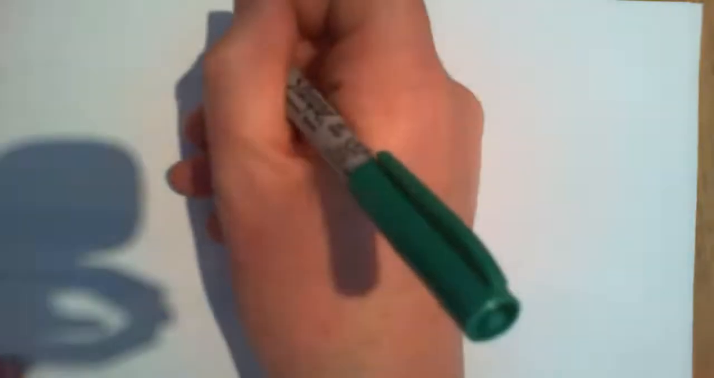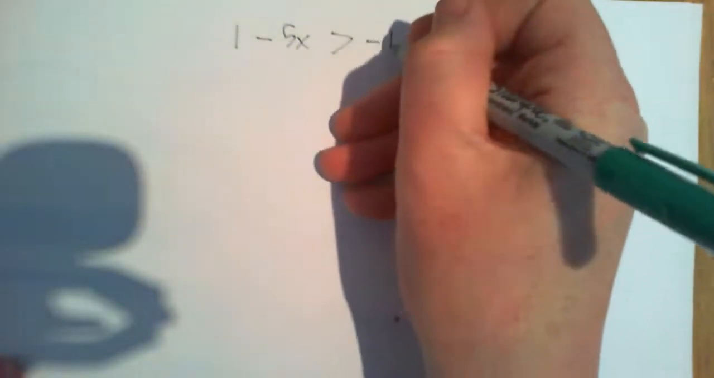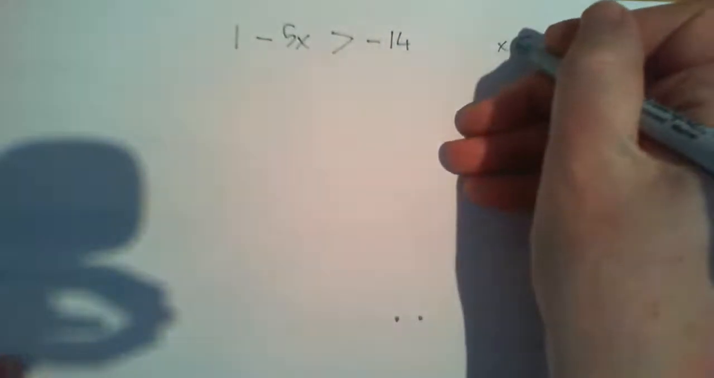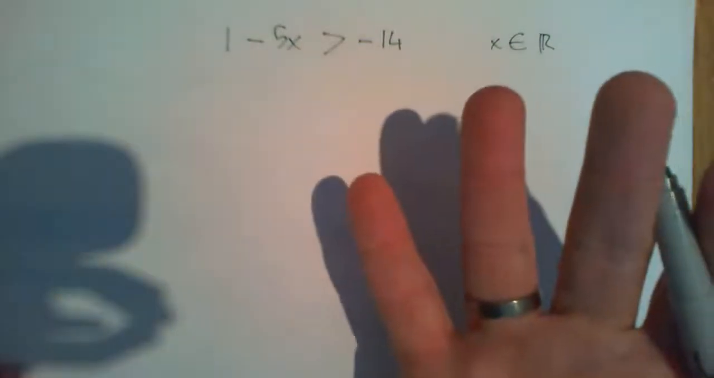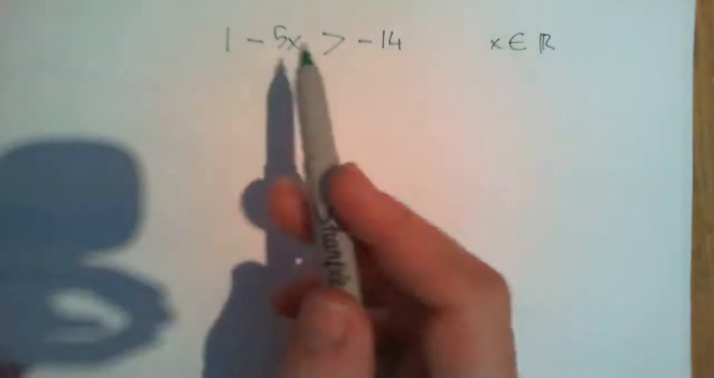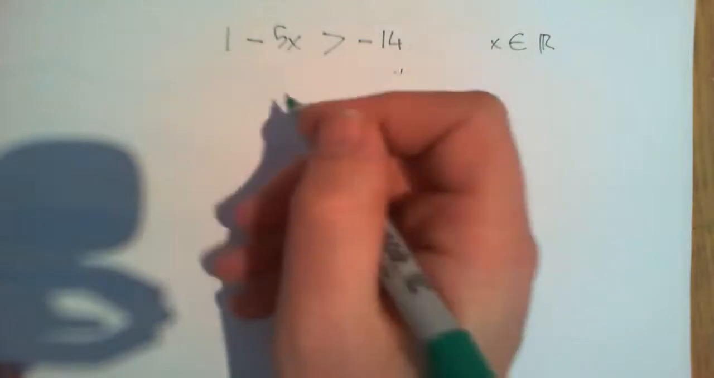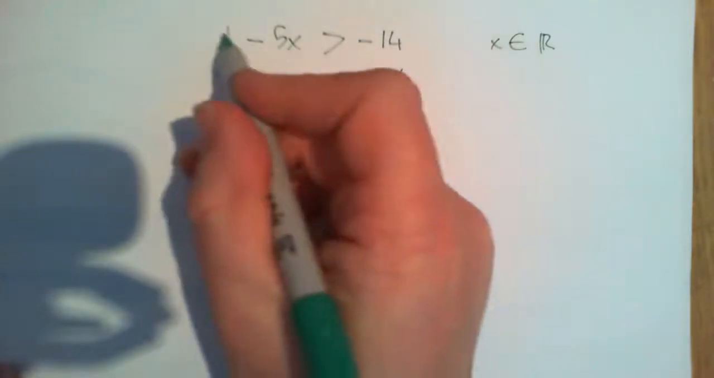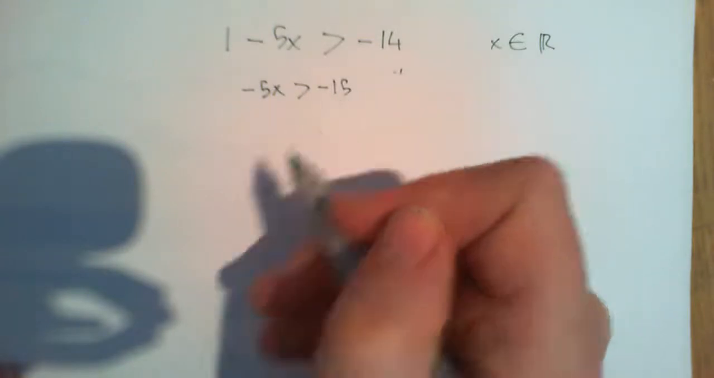Now, we're going to do a trickier example. Okay? So, have a look at this one. 1 minus 5x greater than negative 14, and x an element of the real numbers. So, what's our first step? Our first step is to tidy this up so we get a letter on one side. So, first thing to do, I'm going to take away 1 from both sides. Take away 1 from that, it'll just leave me with the 5x, because that one will be gone. And take away 1 from that, you get to 15.